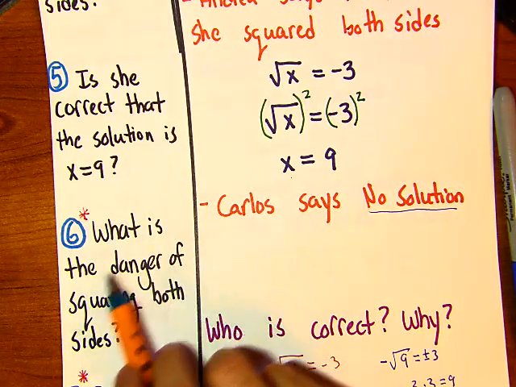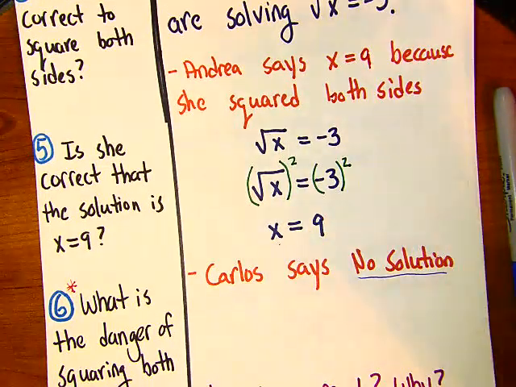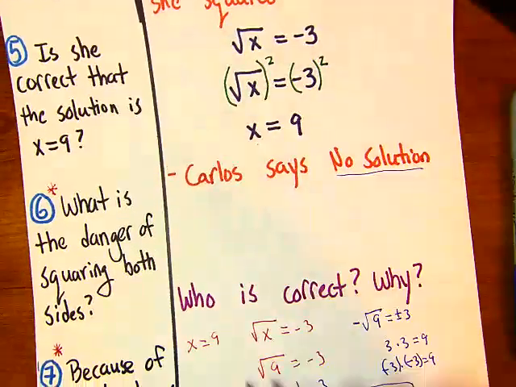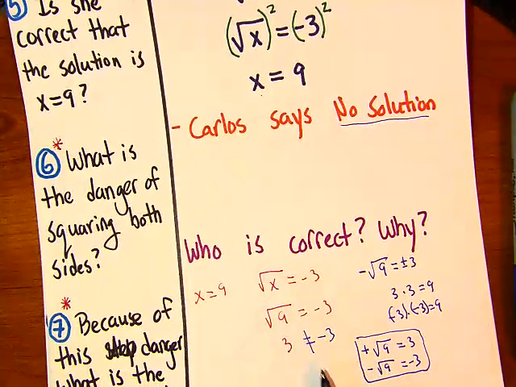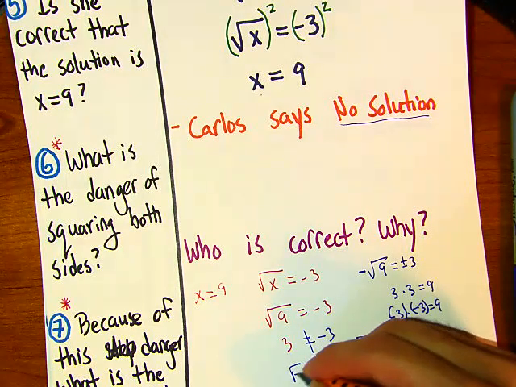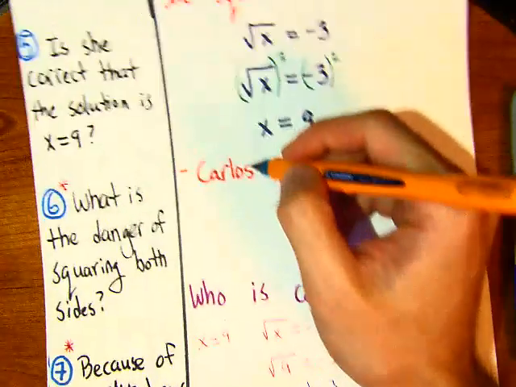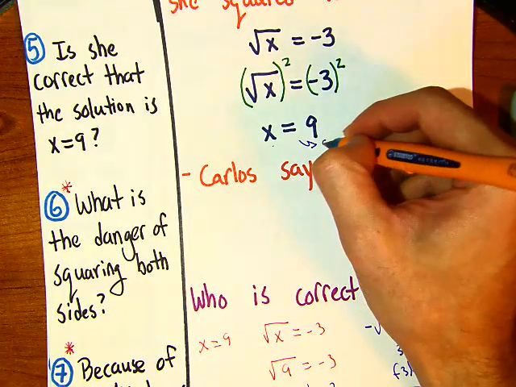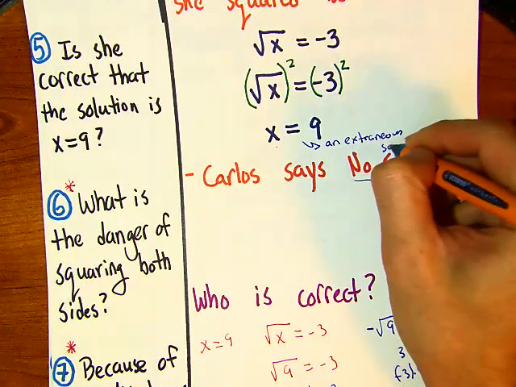So here, what is the danger of squaring both sides? What is the danger of squaring both sides? Here, we did get x equals 9, but when we plugged it into the original equation over here, one side did not equal the other side, so this is false. And this x is equal to 9 is an extraneous solution. Okay? It's an extraneous solution.